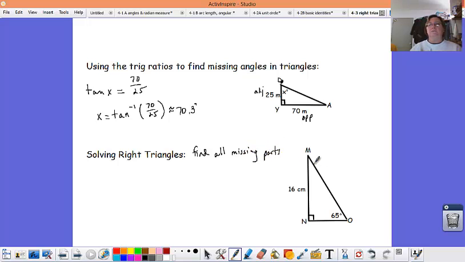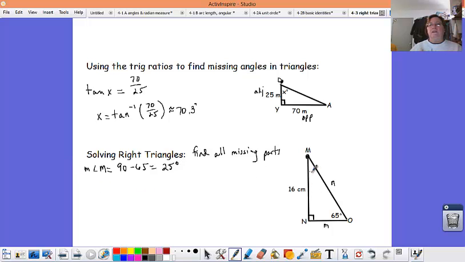And in this one, we're missing an angle at M, we're missing the side N, and we're missing the side M. So let's go for the easy one first, the measure of angle M. Well, that's going to be 90 because this is a right triangle, so 90 degrees are already gone. 90 minus 65. And that is 25 degrees. So the measure of angle M is 25 degrees. That's the easy part. The rest of it's not too bad either.